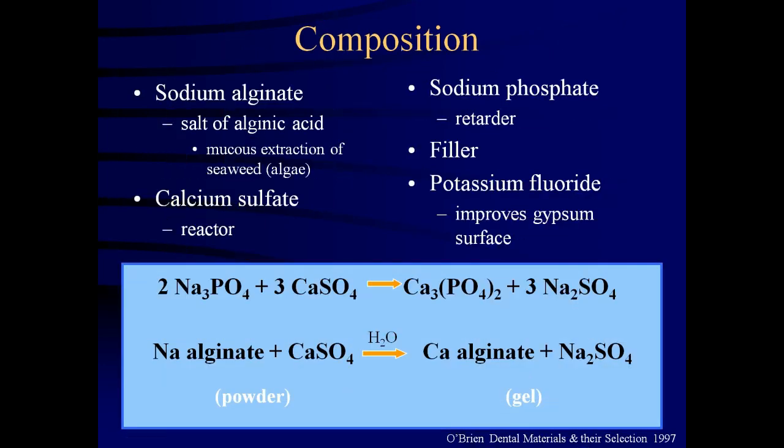Very important. Basically this is the composition and the reaction. It is very important, a commonly asked question in your competitive exams. Starting with the composition, it contains sodium alginate. It is the salt of alginic acid, extracted from seaweed, which is known as algae. Next is calcium sulfate, which acts as a reactor in the reaction. Sodium phosphate acts as a retarder.